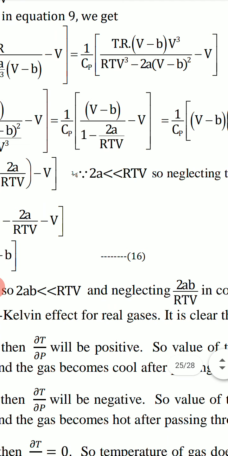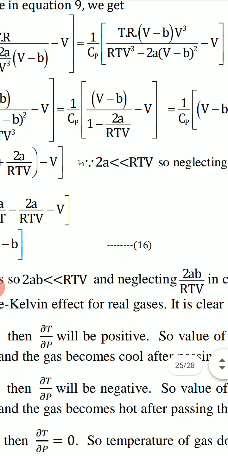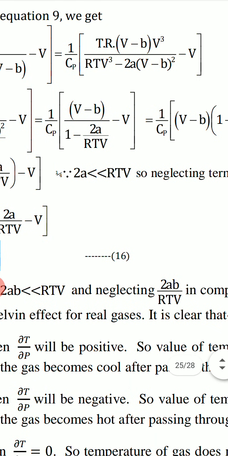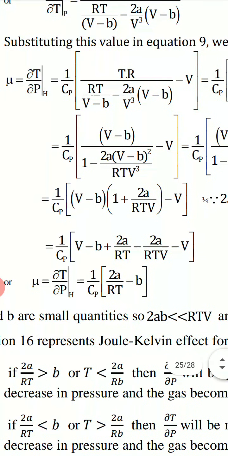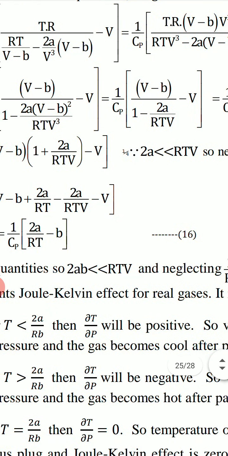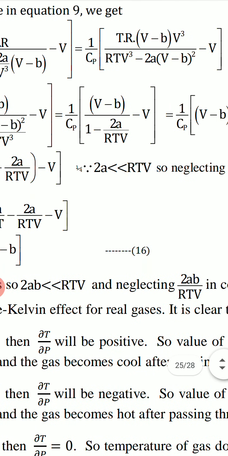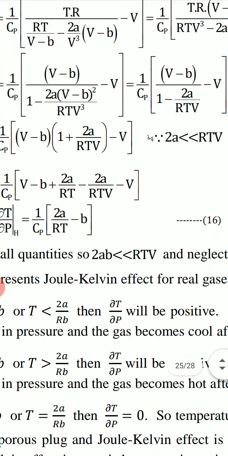Now we divide the first term by RT V cube in numerator and denominator. In numerator it becomes V minus B. In denominator it becomes 1 minus 2A (V minus B) square divided by RT V cube. Dividing by RT V cube in numerator and denominator in the first term inside the bracket, this now becomes 1 upon Cp, V minus B upon.